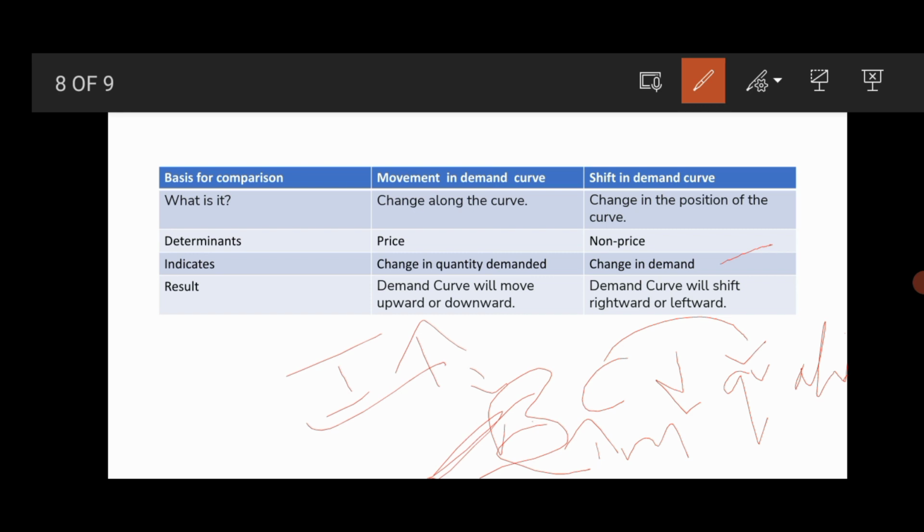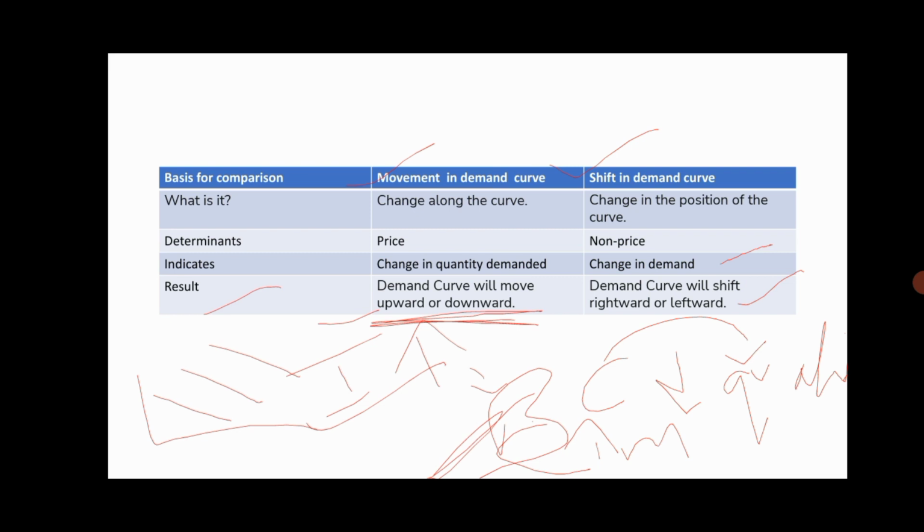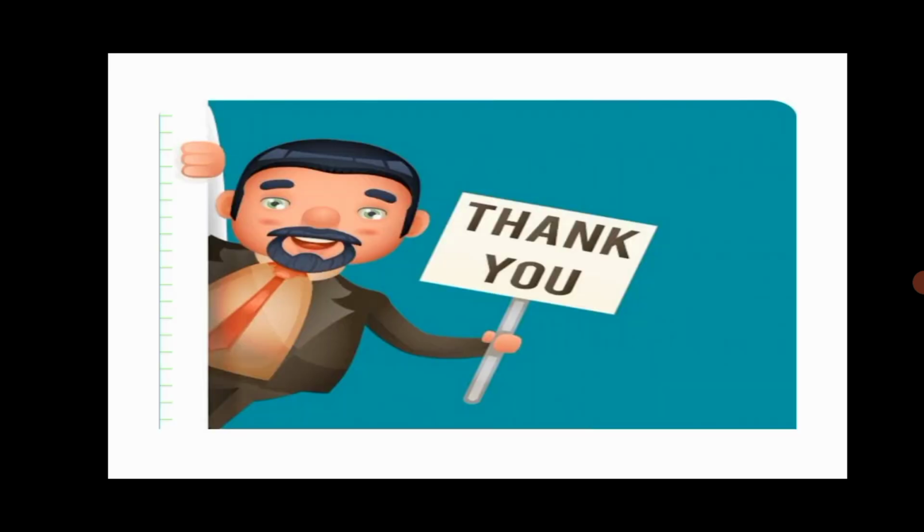So what is the result? The demand curve will move upward or downward in case of movement in demand curve. In case of shift in demand curve, it will shift rightward or leftward. You can see that the demand curve will be like that. It will shift rightward or leftward in case of shift in demand curve. So this is about this video.